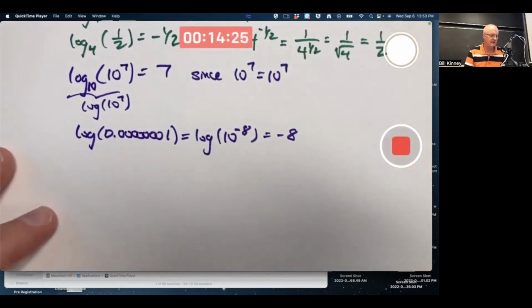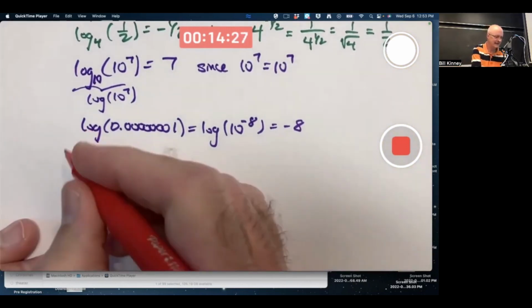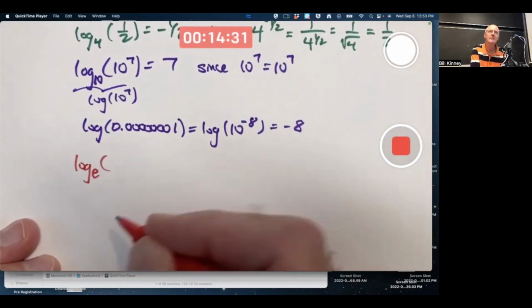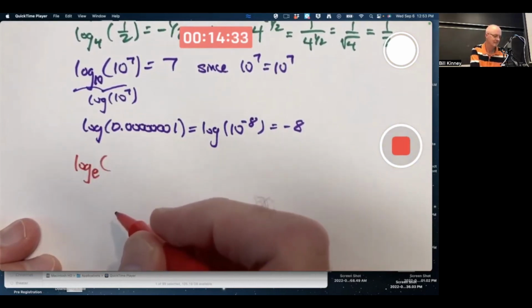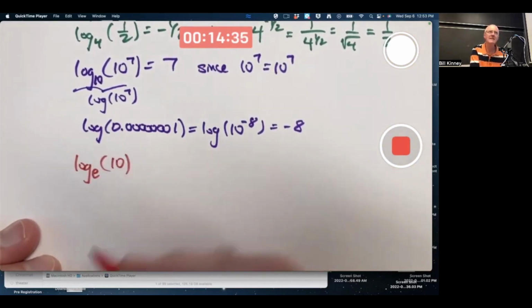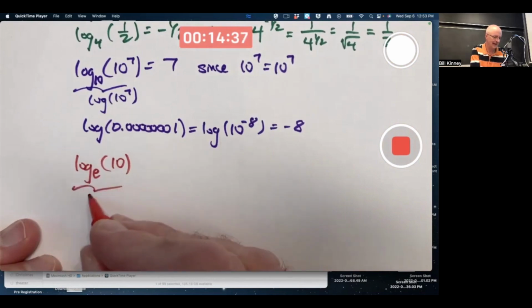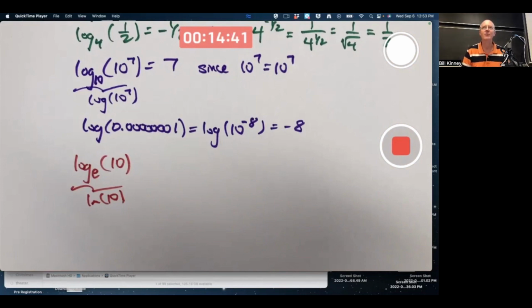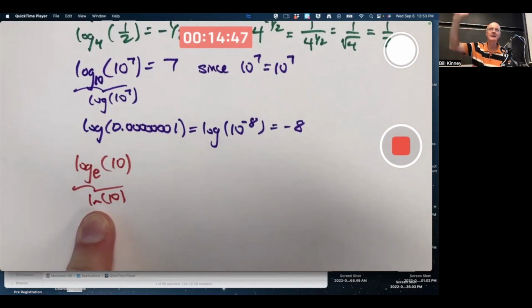More importantly for calculus, there's the natural logarithm, log base e. For example, log base e of 10, written ln of 10. Ln is the standard notation for log base e. In French, although I'll mangle the pronunciation, it's log natural. Natural logarithm.